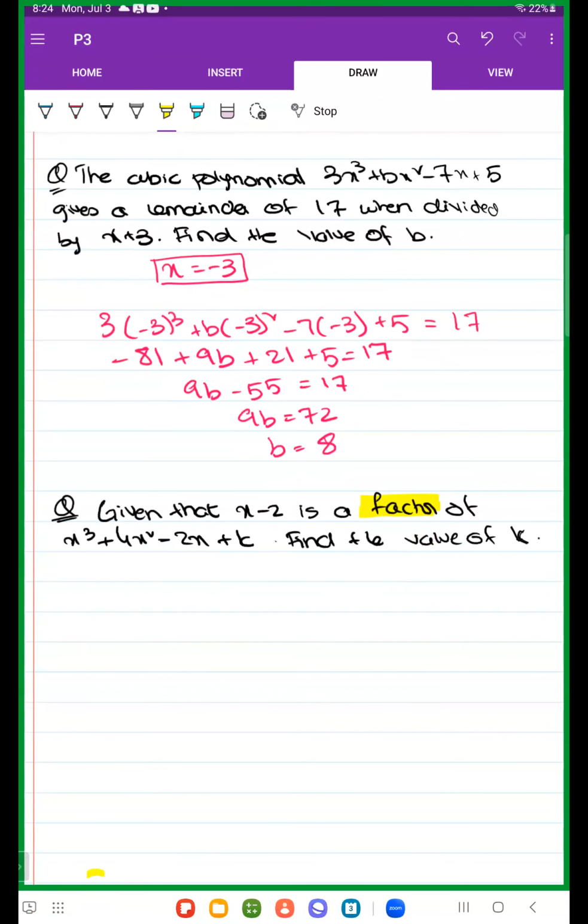Okay, I'm done with question 11. What did you get? For A, I got minus 23, and B, I got 25. Can you tell me your working? I solved simultaneously. Send me your working. I want to see the working.